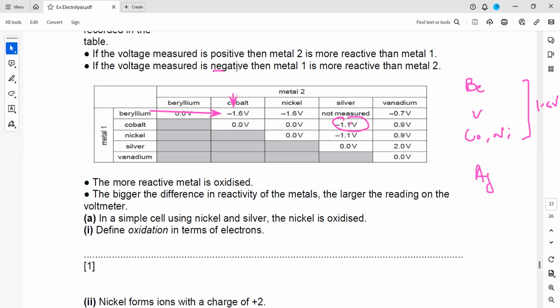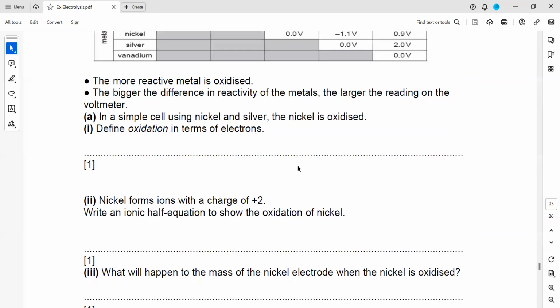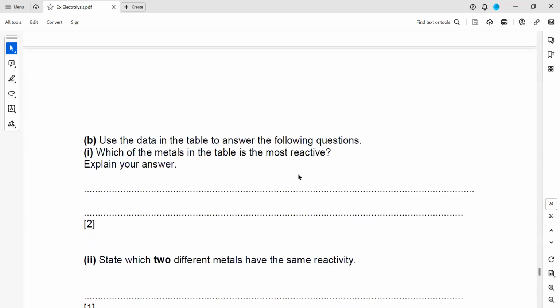As I mentioned, when the voltage is negative, metal 1 is more reactive. If it's a positive voltage, then metal 2 is more reactive. So the question is, which of the metals is the most reactive in the series? You will mention here beryllium. And why is beryllium the most reactive in this series? Because it produces a negative voltage when it is used in the cell.